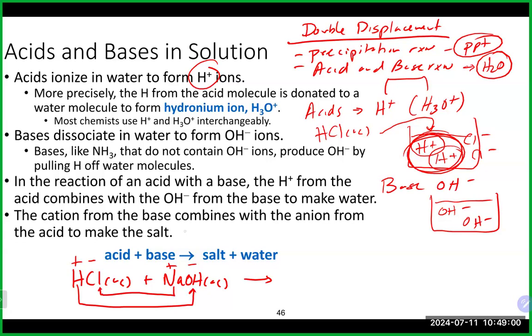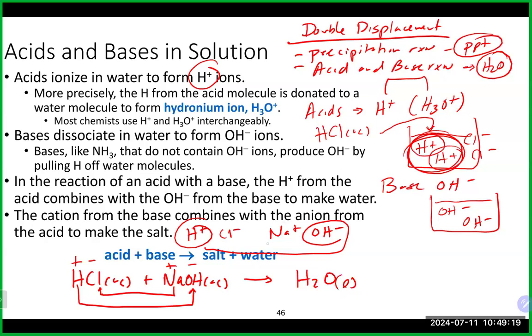So we get basically the two units, H+ and Cl-, Na+ and OH-, and these two will come together. When H+ and OH- come together, that is how we form water, H2O: two hydrogens, one oxygen. The other two will come together, our sodium and our chloride, and that will make NaCl. That is what is referred to as a salt and water.